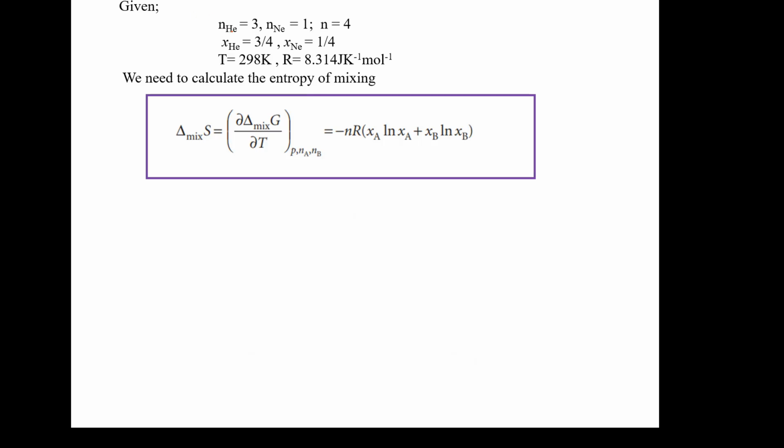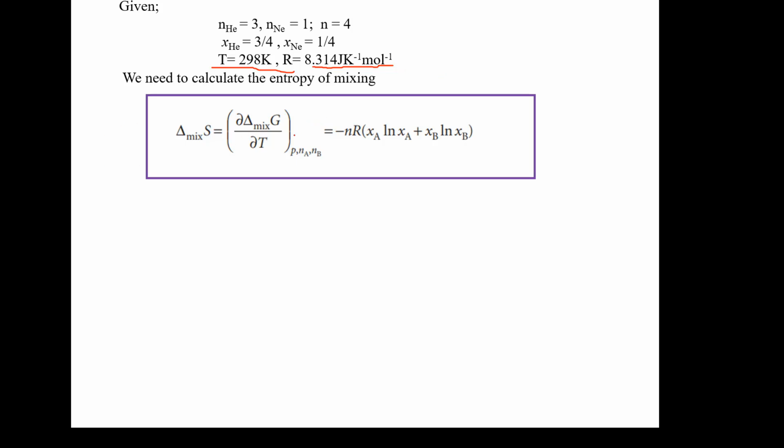These are the given things. The number of moles of helium is equal to 3, the number of moles of neon is equal to 1, and the total number of moles then becomes equal to 4. The mole fraction of helium is 3 by 4, and the mole fraction of neon is equal to 1 by 4. In this question, it is given that the temperature is equal to 298 Kelvin, and R is already given, which is equal to 8.314 joule per Kelvin per mole.